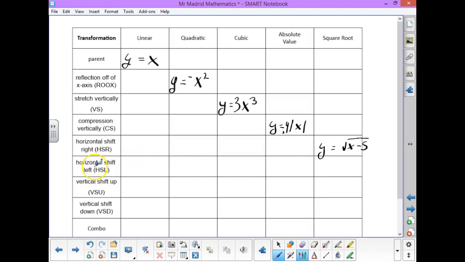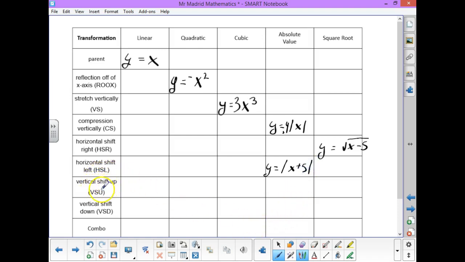Next, we're going to be looking at a horizontal shift left. So I'm going to go absolute value equals, here's the parent for absolute value. And I'm going to require something inside as well. This time, because it's left, I'll put +5.